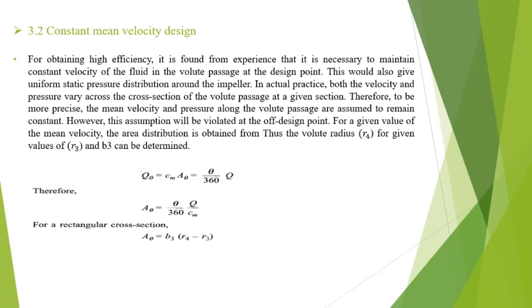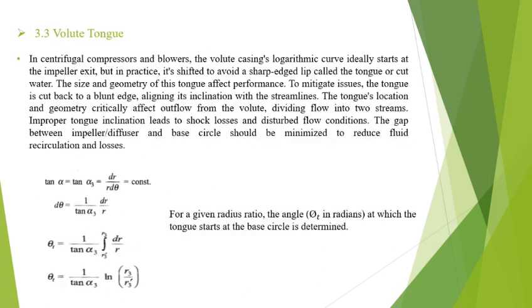For a given value of the mean velocity, the area distribution is obtained from the flow rate. The volute radius R4 for a given value of R3 and B3 can be determined. Q theta is equal to Cm into A theta, where A theta is equal to theta divided by 360 into Q by Cm. For rectangular section, A theta is equal to B3 into (R4 minus R3).